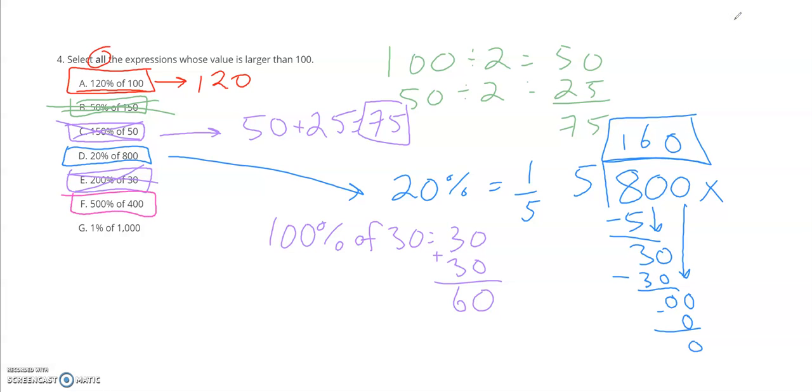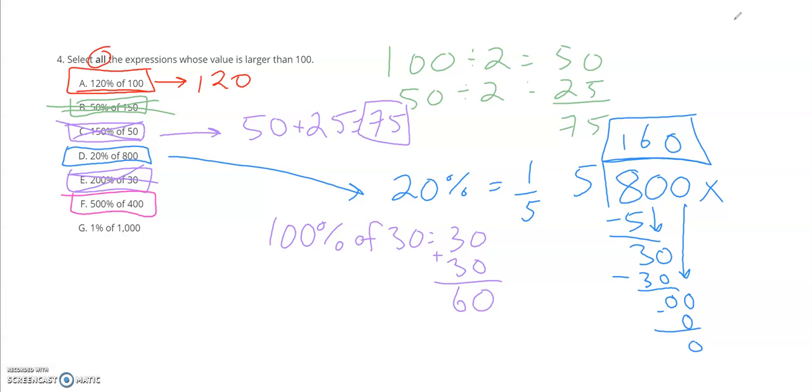500% of 400. Holy smokes. I know that 100% of 400 is 400. 200% of 400 is 800. I can tell that if I just keep getting bigger, I'm definitely going to be more than 100. 500% of 400 is 2,000. 400 times 5.